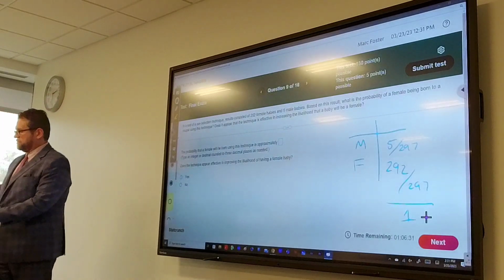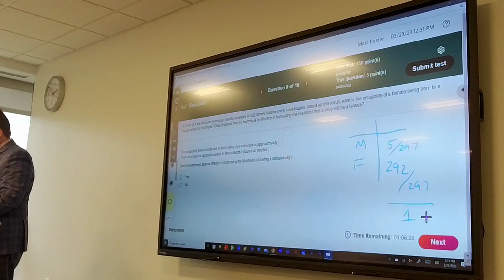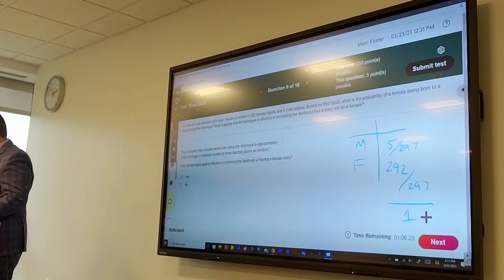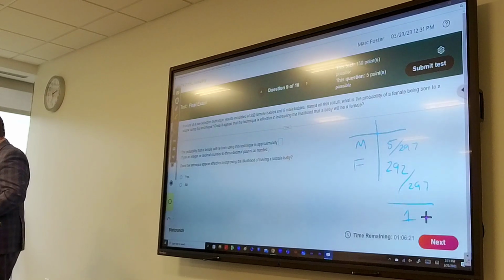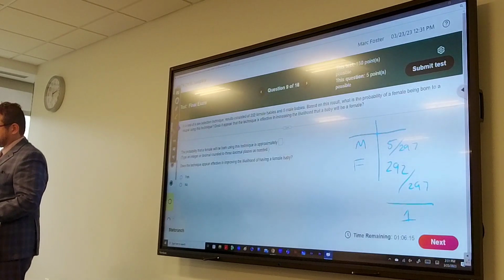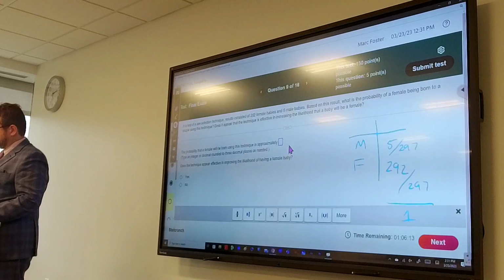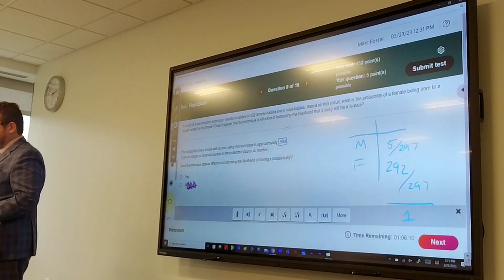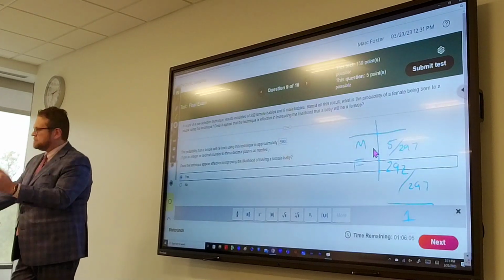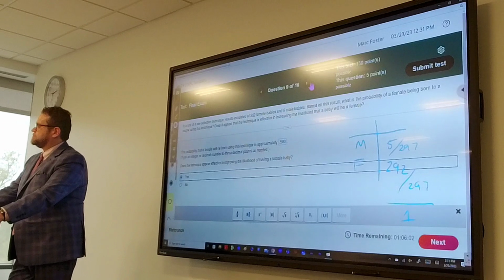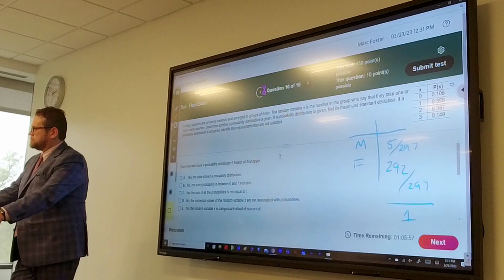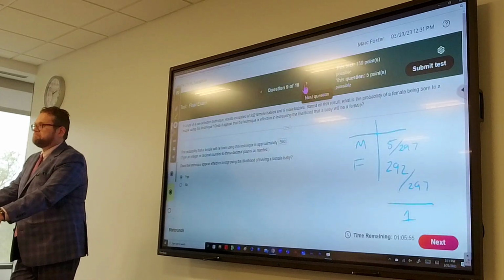They're asking for it to 3 decimal places, so 292 divided by 297, because they're wanting female. And I get 0.9832, or just 0.983. That's way effective. So mine was closer to half. Not effective. Really effective, okay.